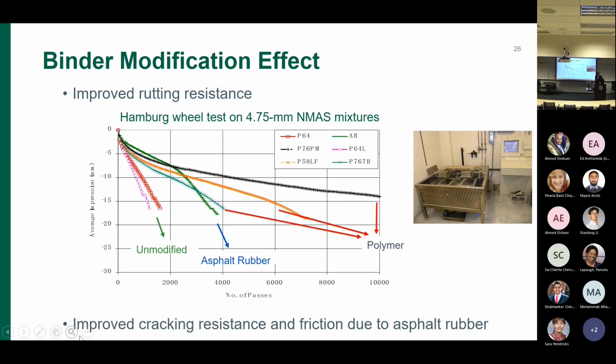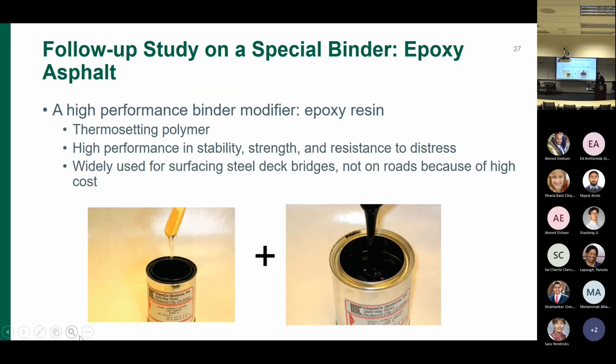And then in terms of the rutting resistance, the polymer modified binder can also significantly improve the rutting resistance. So this kind of curve represents the progression of the rut depth in this kind of simulated lab rutting test. Okay, so for this kind of measurement, we see that the rut depth occurs at a much slower rate in the mixtures with the modified binders. So these are some findings we got from the lab experiments.